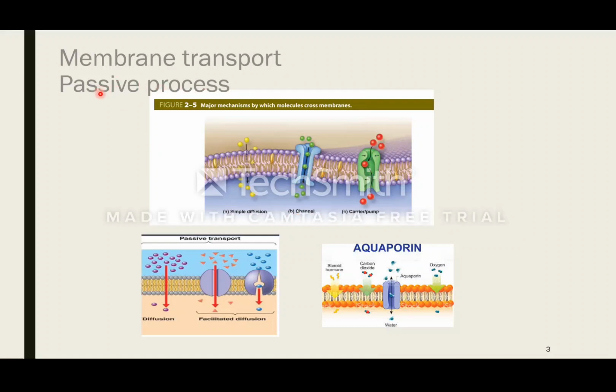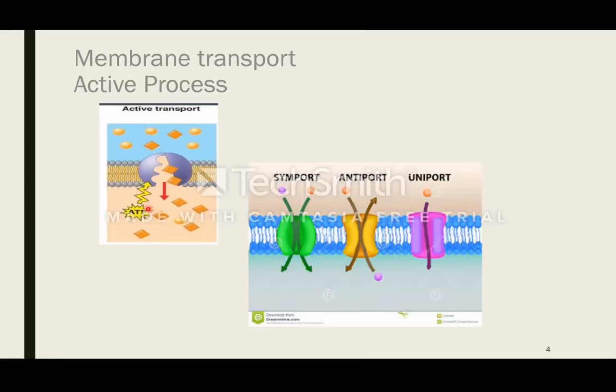The passive process doesn't need ATP, but the active process needs ATP. The ions or materials pass from the outside to inside or in the opposite direction, against the gradient. In active transport, mostly transmembrane proteins are involved in this transportation, carrying the materials from outside to inside.